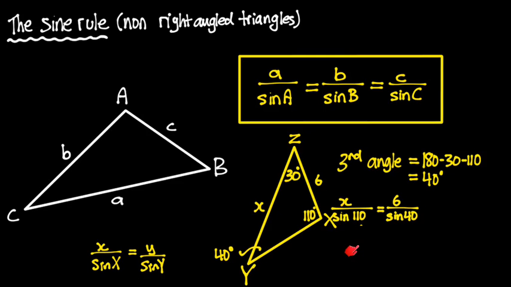To get x on its own, I'm going to multiply both sides by sine 110. This is just some basic algebraic manipulation so that I can get x on its own, and that's something we can put into a calculator, and it works out to be that x equals 8.8.